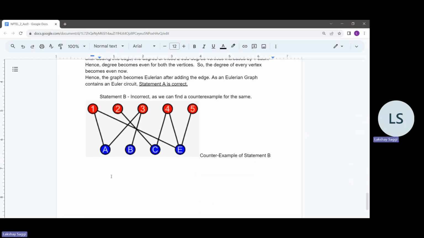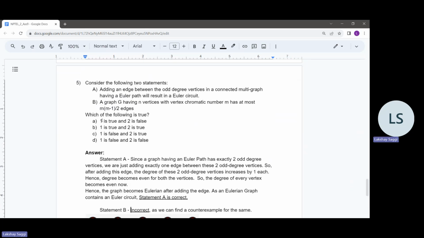So let me just tell you guys, in the above figure, M is equal to 2, but the number of edges in G is greater than 2 times (2 minus 1) by 2. Right? So that's why this is a counterexample. So that's why statement B is incorrect. So statement B is incorrect, only statement A is correct, which means that 1 is true and 2 is false, which is option 1.